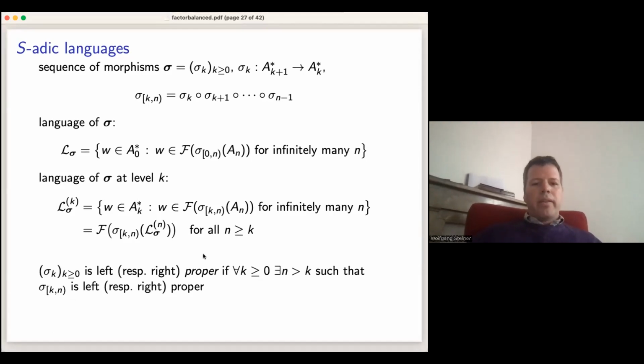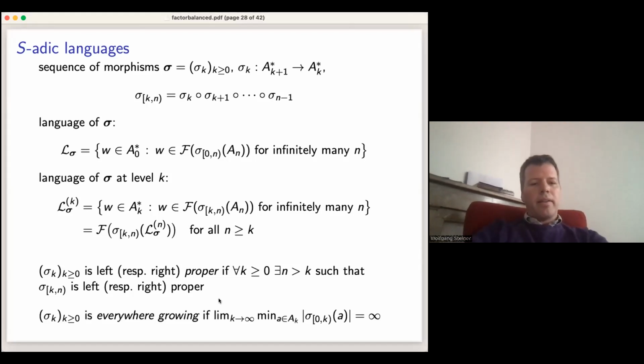And so we also need a definition of properness for a sequence of morphisms. It just means that for any k, there is an n larger than k such that sigma k n is proper, both left proper and right proper. And the last notion we need is the notion of everywhere growing. It means that the lengths of the images of letters tend to infinity as k tends to infinity.